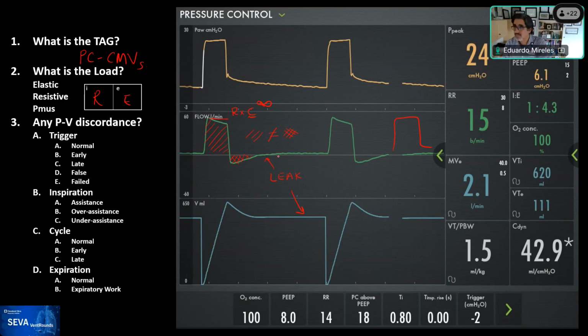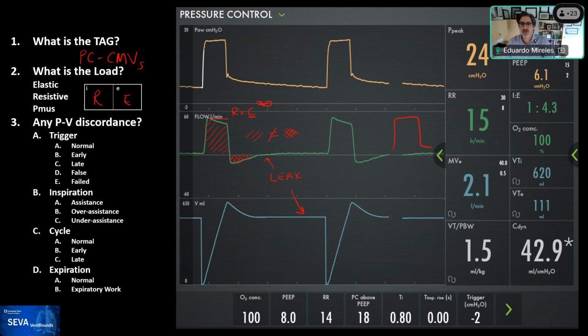Yeah. It's a leak. It's going anywhere, but it's not coming back to the vent. It could be a leak, could be many things. What else can it be? Generically, it could be a leak. The origin of the leak could be a fistula, a cuff, many things. Good. All righty.